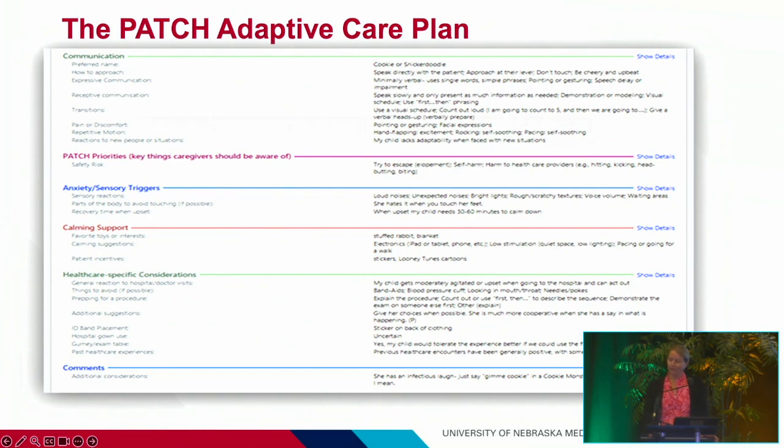We find that many kids are an elopement risk, which is not surprising given they don't really want to be at the hospital for whatever their procedure is. And then sensory triggers are also highlighted. Sometimes children are very sensitive to touch. Often they don't want their blood pressure checked or any monitors on. Calming supports are identified. Other healthcare specific considerations are noted. Anytime we care for a PATCH patient, we see this PATCH plan secured to the door outside the pre-op room.